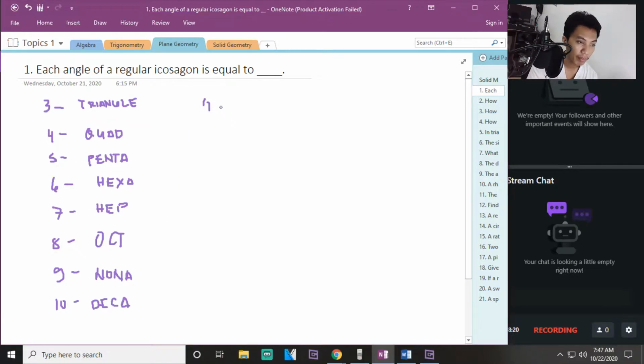11, undecagon. Undecagon yan. Undeca. Pag 12, dodecagon. Kapag 13 and so on, ito lang kailangan tandaan. Kapag 20 sides, icosagon.